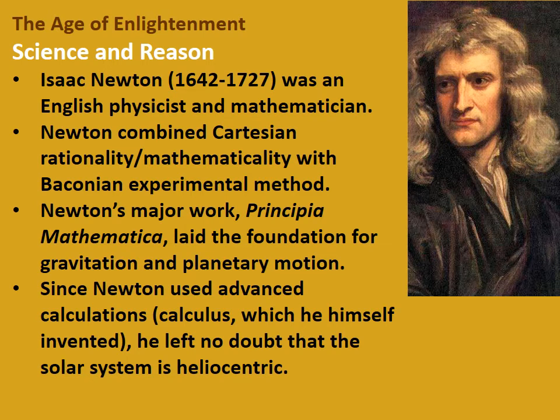Since Newton used advanced calculations, which we now call calculus, which he invented himself, he left no doubt that the solar system is heliocentric. So Newton was one of the ones that pointed out to us that our solar system is 8 planets revolving around a star.